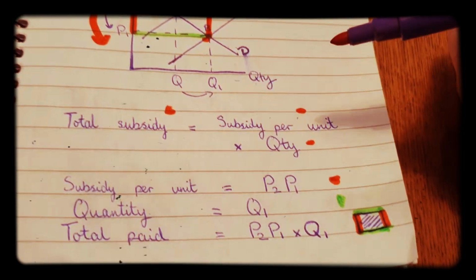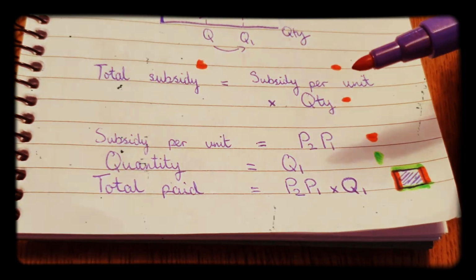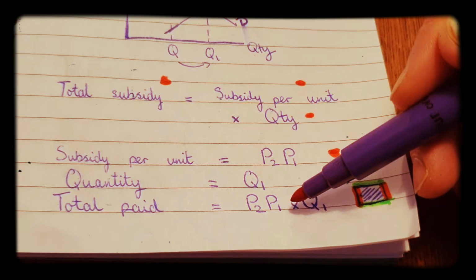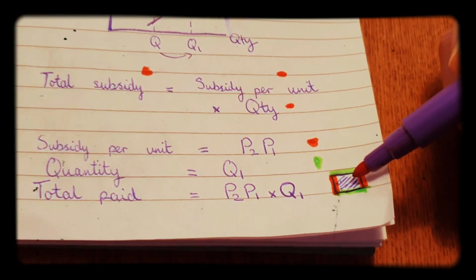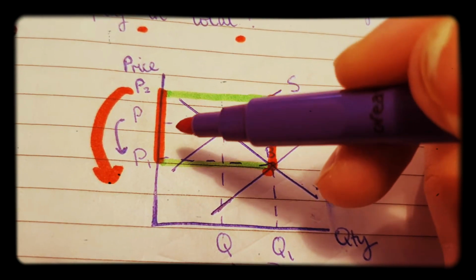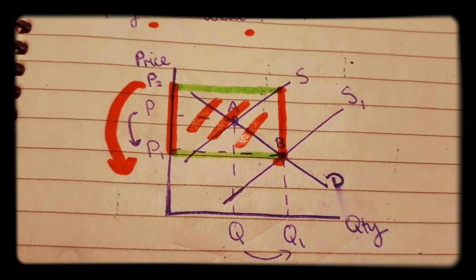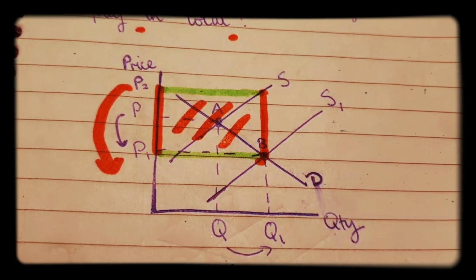So the total amount paid by the government in subsidies is (P2 - P1) times Q1. It's basically the shaded region inside the box. The shaded region inside this box. I'm going to do that for you now so you can see. That is the total amount paid in subsidies by the government.